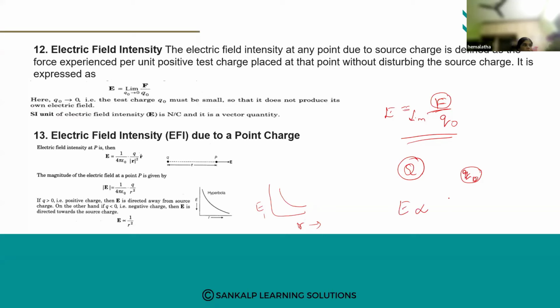E is directly proportional to Q and E is inversely proportional to 1 by R square. Right? So it is 1 by R square, not directly R. It keeps decreasing like this, in terms of the square, it keeps decreasing like this, 1 by R square. Okay. This is how we are describing the electric field.